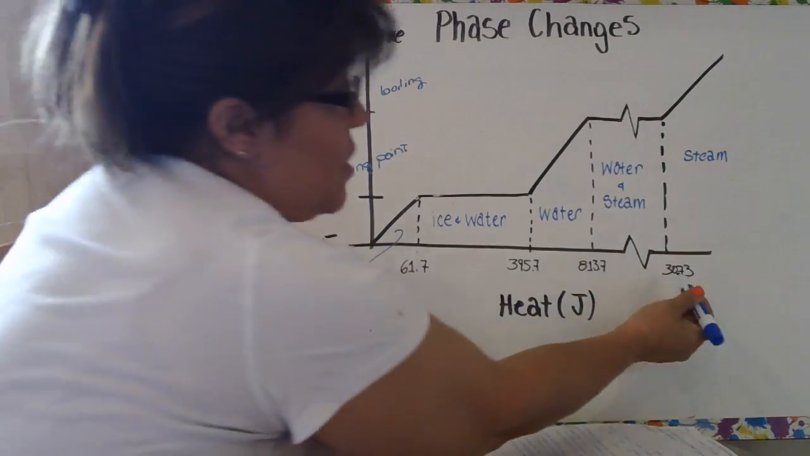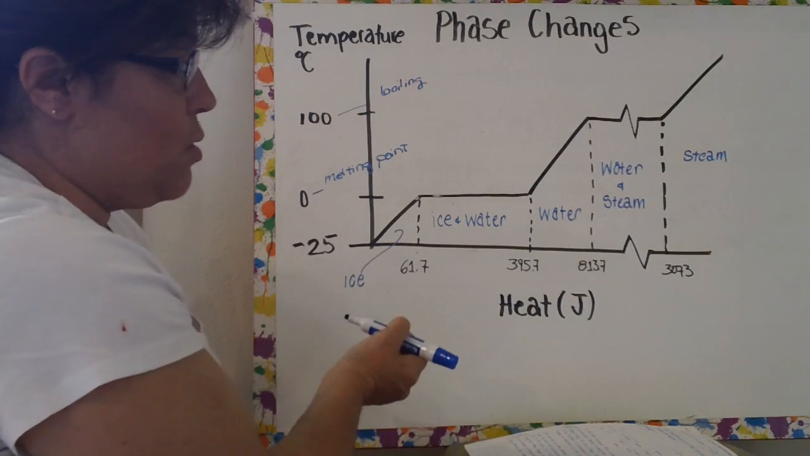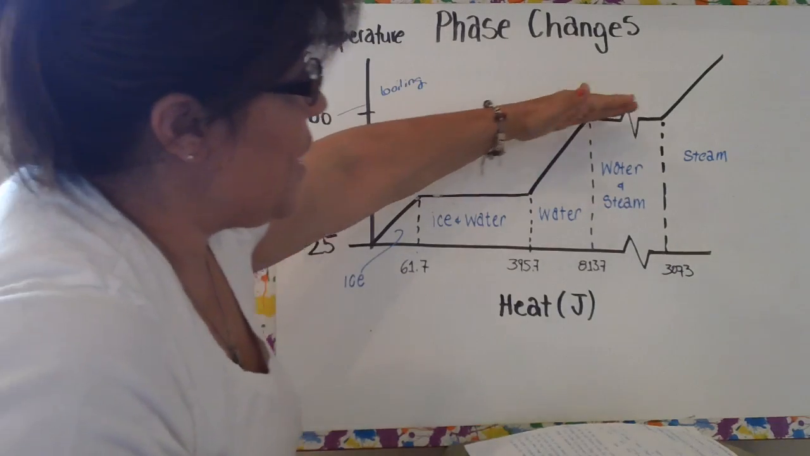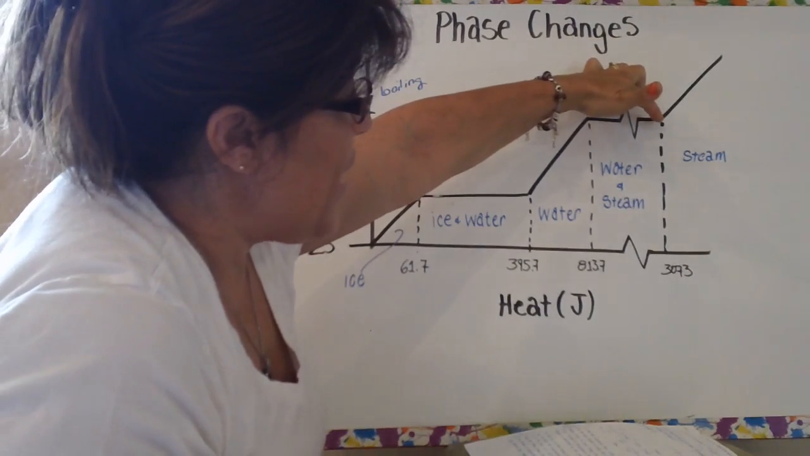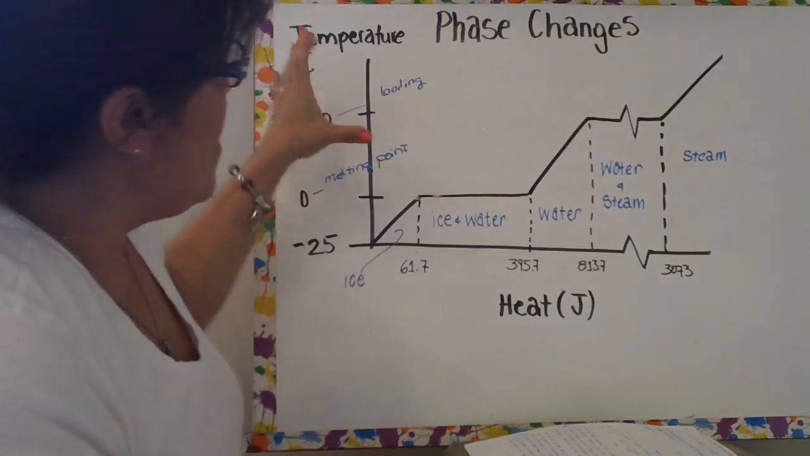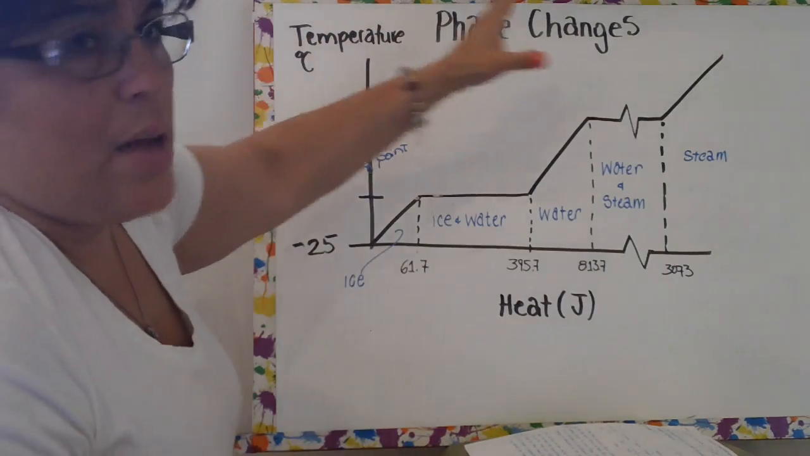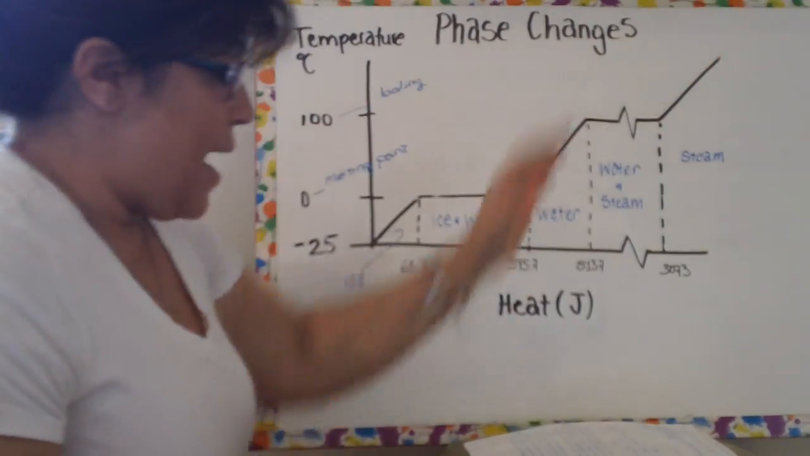Okay, so you can see here 3,073 joules, 813 joules. So now the temperature stays constant, and then at this point there's no more water. It's 100% steam, and then the heat is still being added, and then we're going to increase our temperature. And we're not really interested in what happens after here.